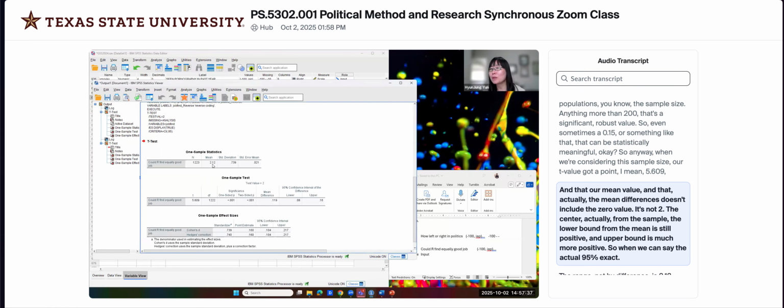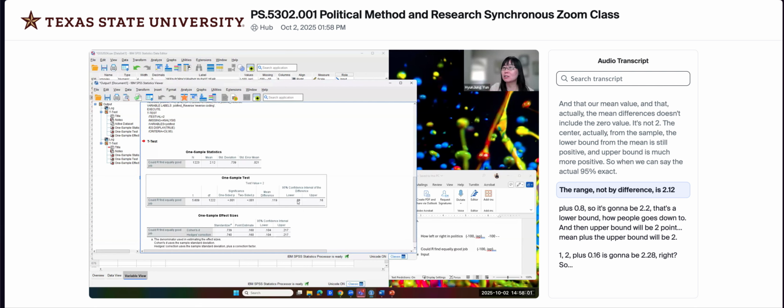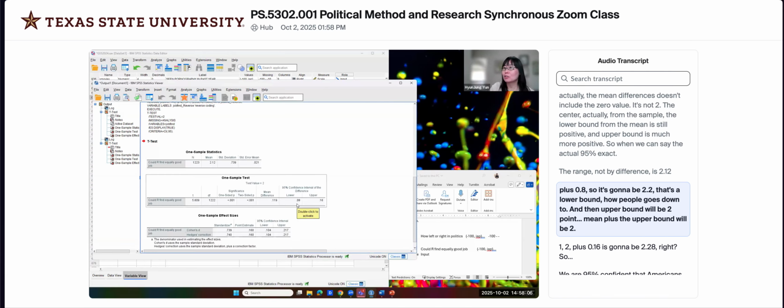our t-value got 5.609, and then actually the mean difference doesn't include the 0 value. It's not 2. The center, actually from the sample, the lower bound from the mean is still positive and the upper bound is much more positive. So we can say the actual 95% range, not by difference, is 2.12 minus 0.08. So it's going to be 2.04.